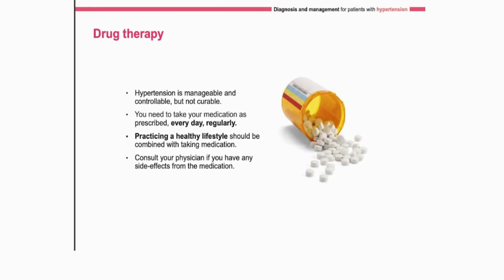Drug therapy. Although a healthy lifestyle helps control blood pressure, most patients still need to take medication. The effect of antihypertensive medication is gradual, so it may take time to see results. Combining a healthy diet and physical activity with daily medication is important. Different antihypertensive medications have different side effects, and it is important to know the most common side effects of the medications you are taking. If you think you are experiencing side effects, consult your doctor.